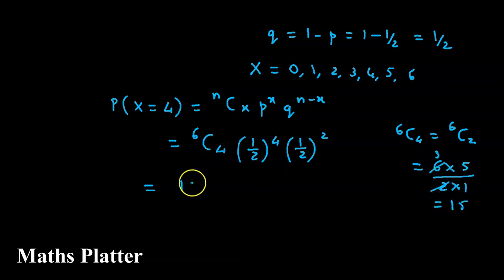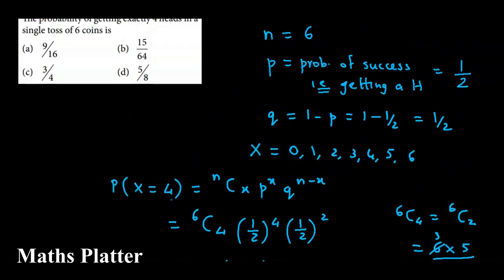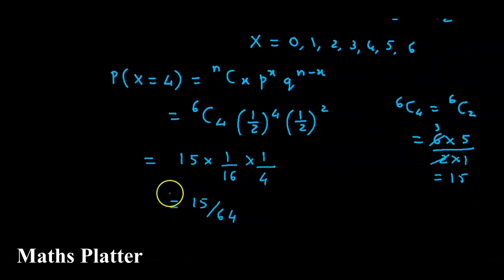So this quantity is 15 into this is 1 by 16 और ये आएगा 1 by 2 squared is 4. So if you multiply, answer आता है 15 by 16 into 4, that is 64. So 15 by 64 is the answer. So correct answer is option B.